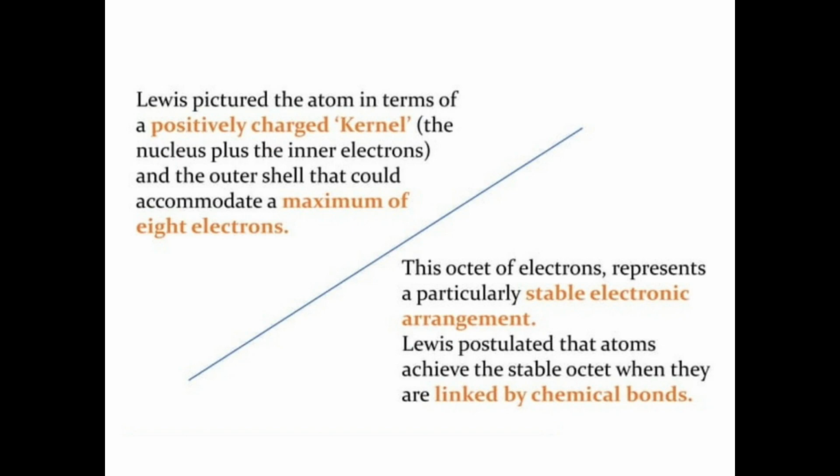The outermost shell of any atom can accommodate a maximum of 8 electrons, which is called an octet of electrons.